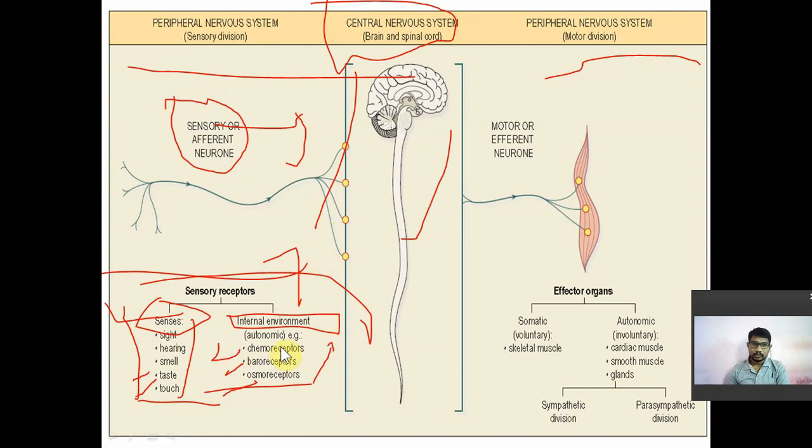So this is nothing but the internal environment signal sensory receptor. They sense the external environment, like touch, hearing, smell, pain, etc. So these sensory nerves will transmit the signal to the brain.